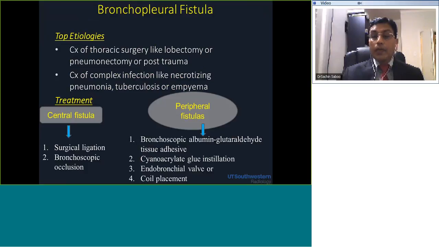That brings us to an interesting topic, which is bronchopleural fistula. Etiologies most commonly include complications from thoracic surgeries, such as lobectomy or pneumonectomy, or trauma. They can also occur following infection, especially necrotizing pneumonias, tuberculosis, or empyema. Treatment depends on the type. For central fistulas, which communicate with the central bronchi, it includes surgical ligation or bronchoscopic occlusion. For the smaller peripheral type, approaches include bronchoscopic albumin glutaraldehyde tissue adhesives, cyanoacrylate glue instillation, endobronchial valve placement, or coil placement.